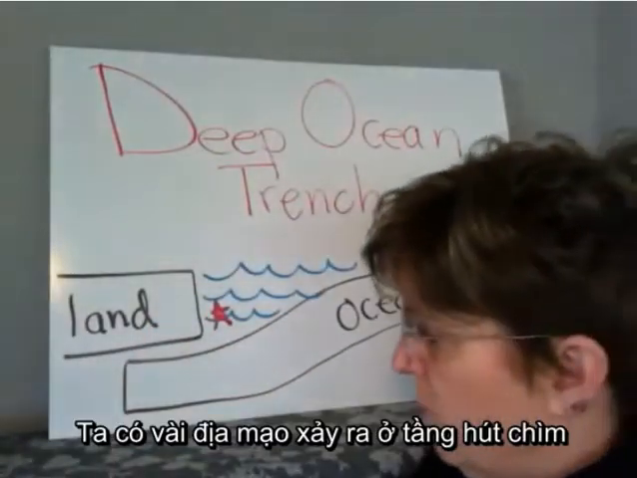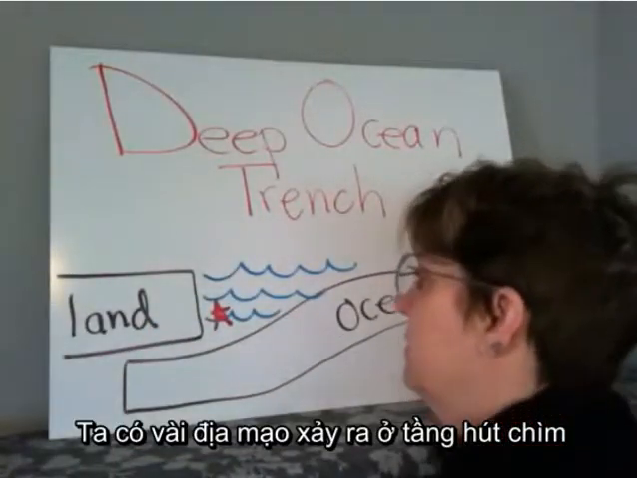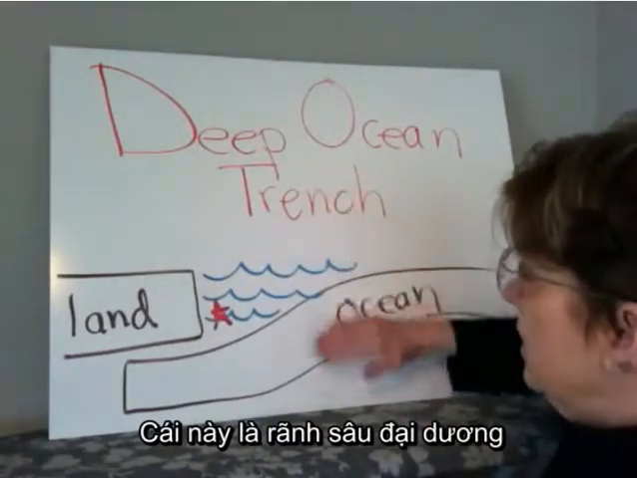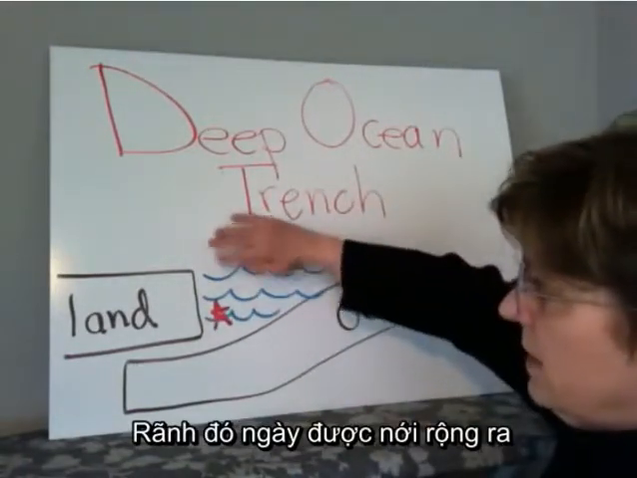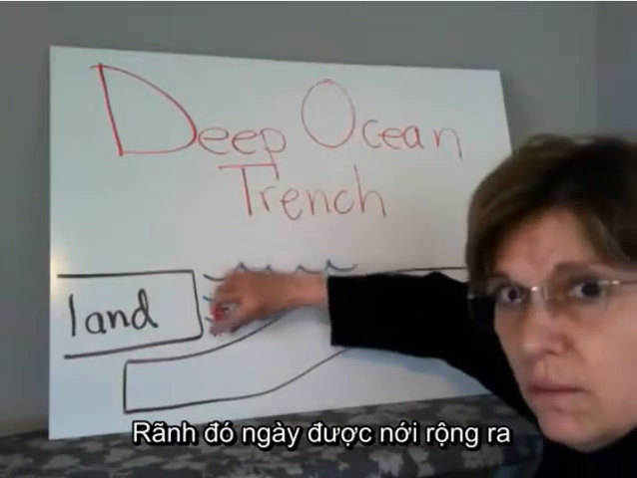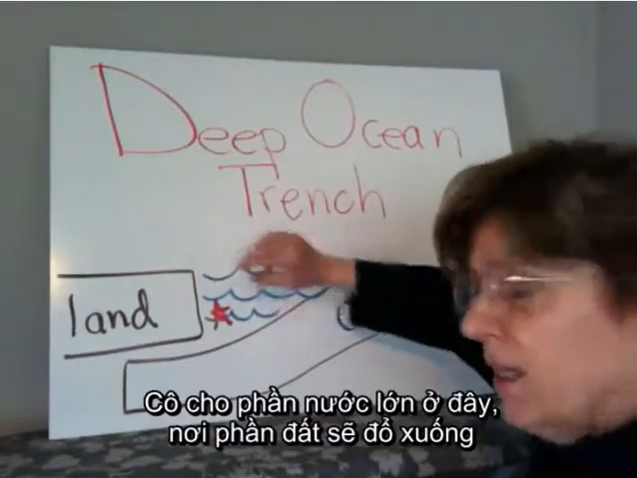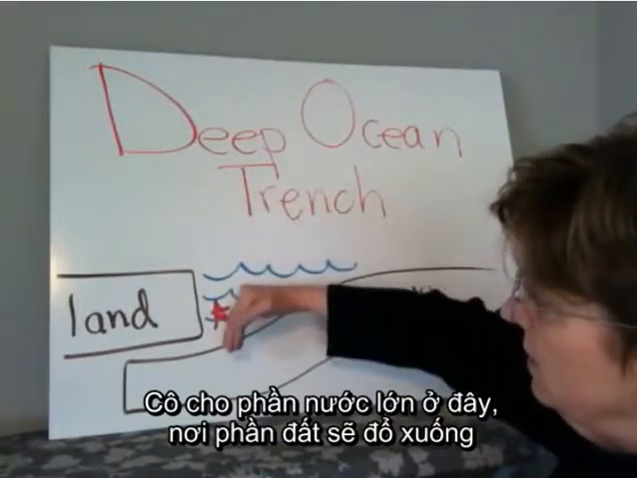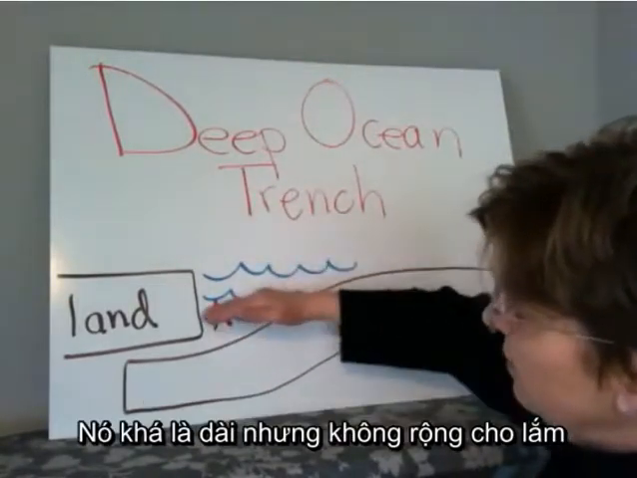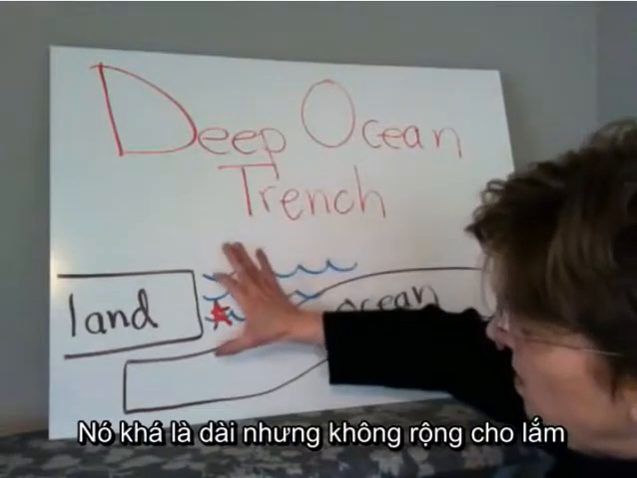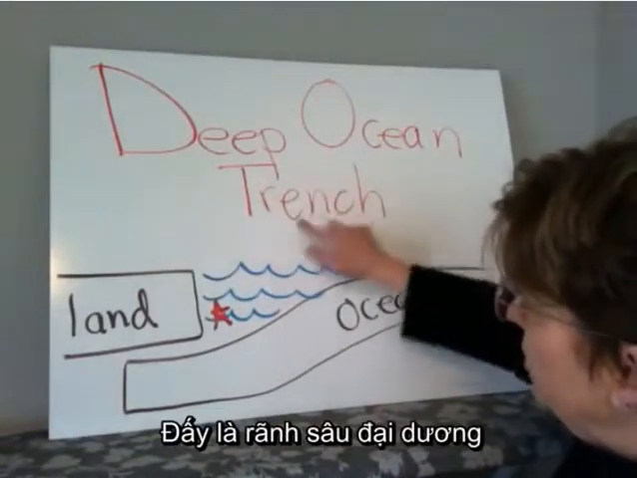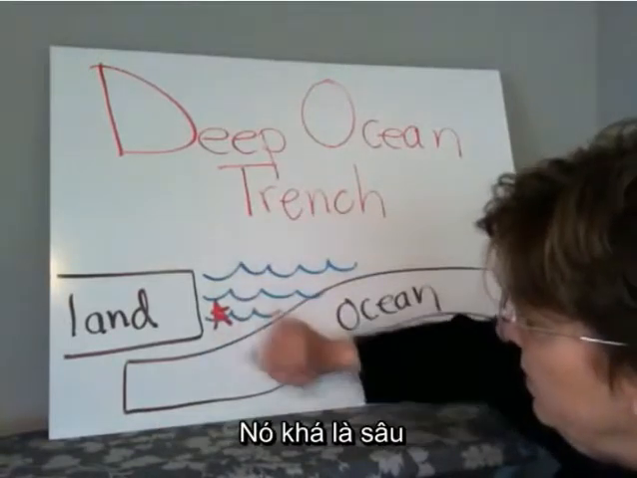We have several landforms that occur at a subduction zone. One is called a deep ocean trench. A trench is narrower than it is wider. So we have this body right here, where the land just drops off suddenly, and it's not very wide. So it's very long, but it's not very wide. That's the definition of a trench. So this is a deep ocean trench. This goes pretty far down into the ocean.